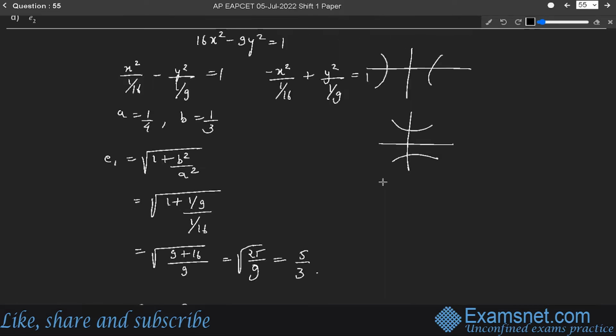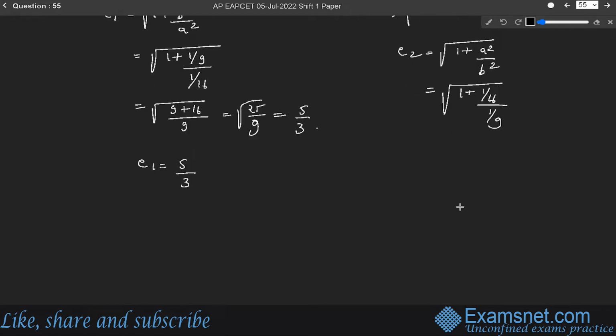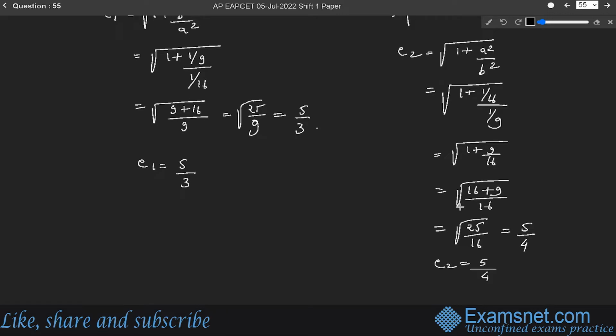Now let us calculate E2 for the given values. So E2 will be equal to under root of 1 plus a square upon b square. So E2 will be equal to under root of 1 plus 1 by 16 divided by 1 by 9. Now reciprocating the terms, it will be equal to under root of 1 plus 9 by 16, which is equal to under root of 16 plus 9 upon 16, which is under root of 25 by 16, which gives 5 upon 4. So E2 is equal to 5 by 4.